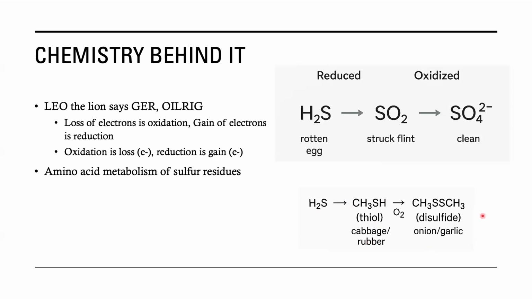And if we add some oxygen in there and go even further, we can get to things like disulfides, which is where this onion and garlic comes into play. The further along we go along this pathway, the harder it is for us to deal with. So this is why I say prevention is key, and prevention and dealing with this H2S is where we need to be focused.